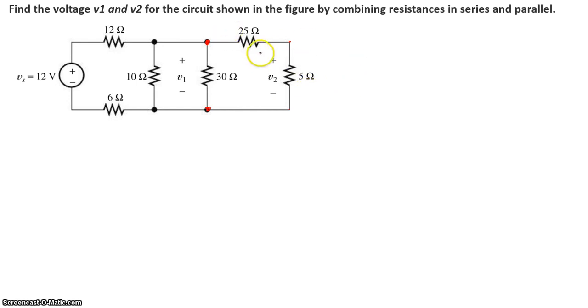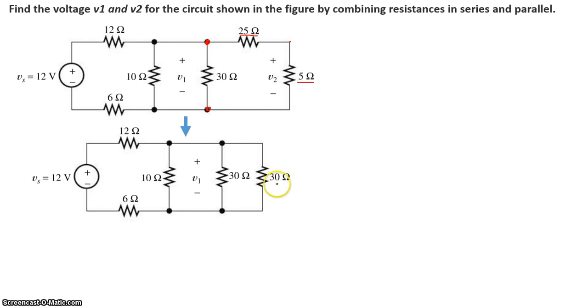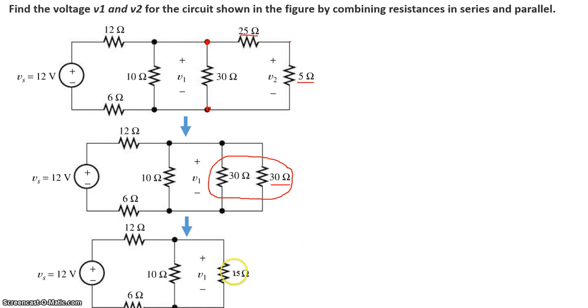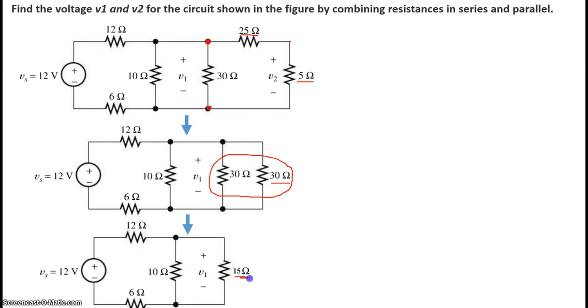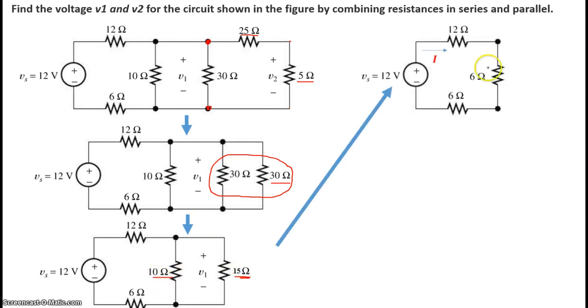So let's get started. What we notice is that the 25 ohm and the 5 ohm are in series. That'll give us 30 ohms together. So we get 30 ohms right here. Now in this circuit, what we see is that 30 ohm and this 30 ohm are actually in parallel, and that gives me 15 ohms, and that gives me 15 ohms in parallel with 10 ohms, which leads me to a total of 6 ohms.